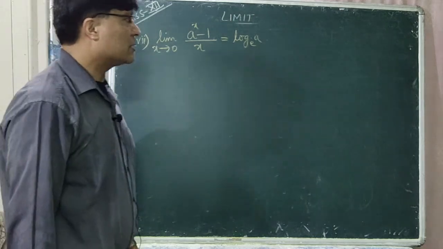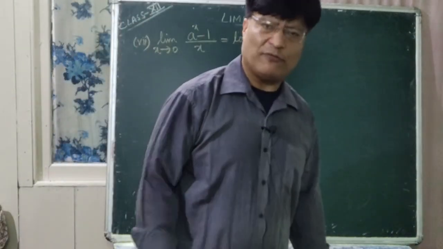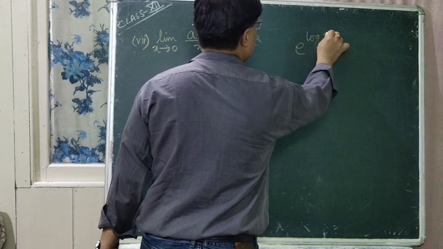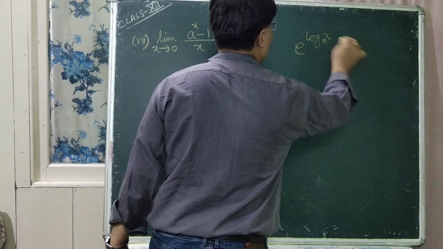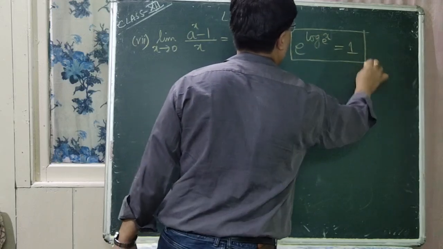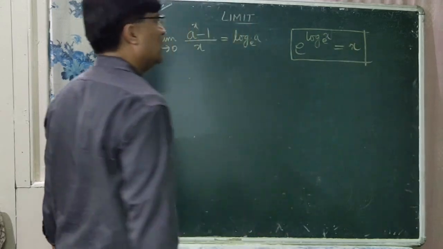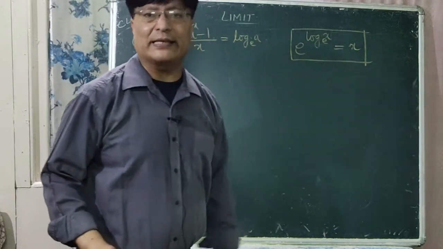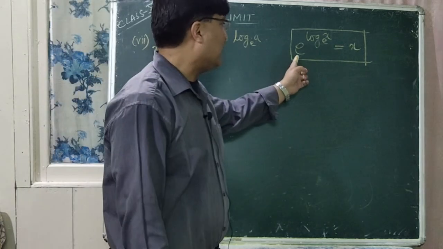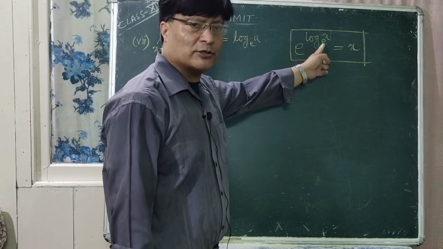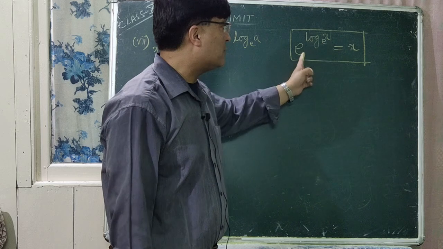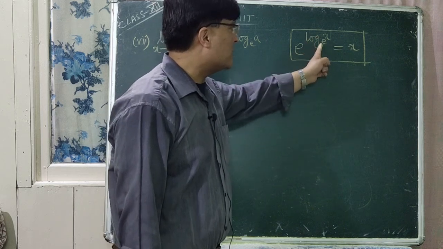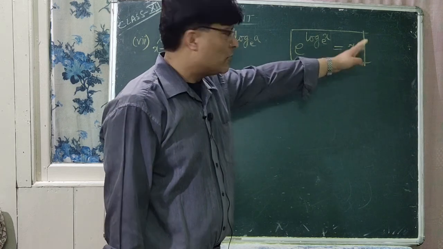Okay. So now in this case you should know a formula. You know that e to the power log x base e is equal to x. You should know this formula. Here the base is also e. These two are the same. If it is e, this base must be e. So e to the power log x base e is equal to x. We can prove it also.